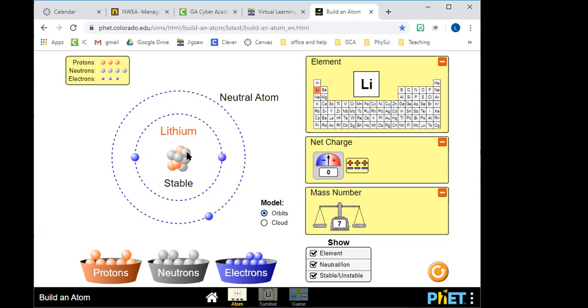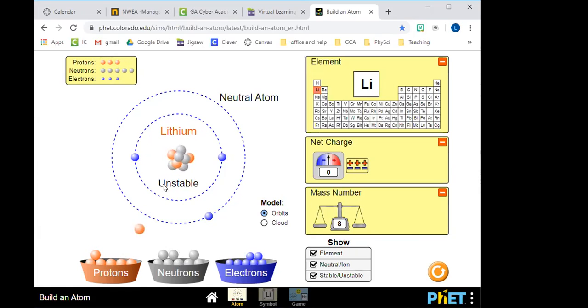Let's see if there's a third stable isotope. Nope, that was it. So this is an unstable isotope. There are too many neutrons. If we add those up, though, we've got 5 plus 3 gives us the mass number of 8.